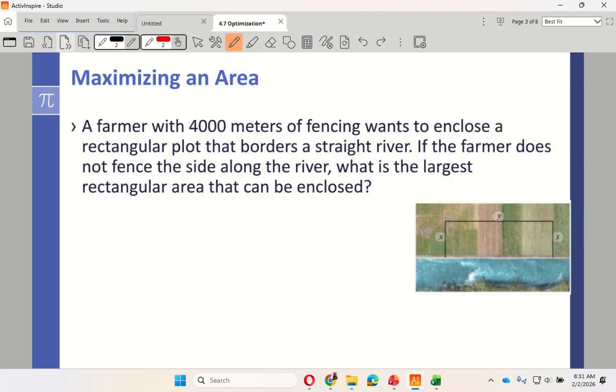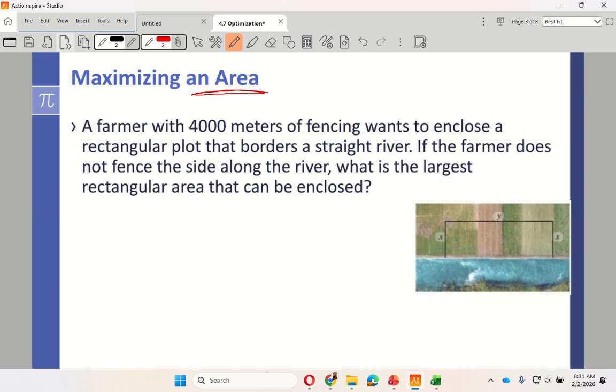A farmer. So we're maximizing the area, right? That means what type of formula should I use? Very good, I'm going to have an area problem. I have a diagram right here. A farmer with 400 meters of fencing wants to enclose a rectangular plot that borders a straight river. The farmer does not fence the side along the river. What is the largest rectangular area that can be enclosed?